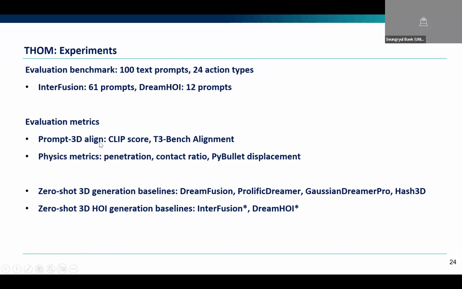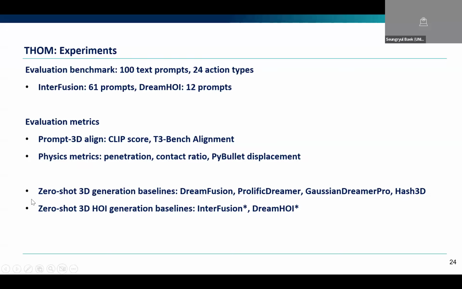First is prompt and 3D alignment, which includes CLIP score and T3Bench alignment. CLIP score is intuitive, I don't have to explain, but T3Bench alignment is an evaluation protocol proposed by previous work, which uses GPT-4 to automatically evaluate the alignment between the input text prompt and the 3D generation. And for physics metrics, we compute the penetration, contact ratio, and displacement measured by physics simulation.